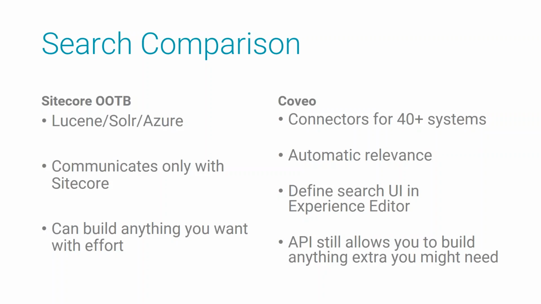But it is fundamentally a developer's tool, and you need to decide at what point you might switch to something like Coveo. And that's, I think, where we move to Coveo: those connectors for those 40-plus systems, that expectation that the intranet will federate search. The automated relevance that Coveo brings, it learns as people search and can start re-ranking, so it lowers the burden on the author to manage search. Coveo brings the ability to actually define the Sitecore search UI using Experience Editor. And then it still has an API that lets you build anything you want.